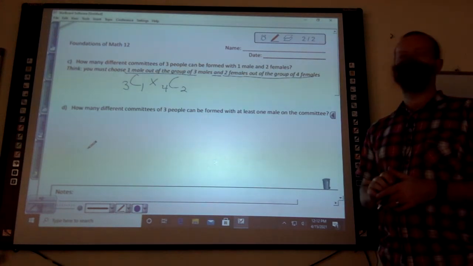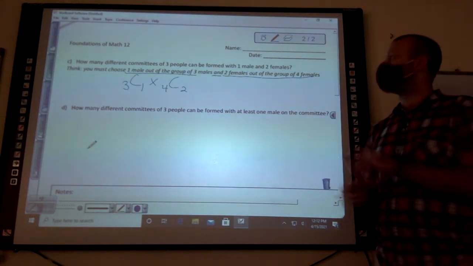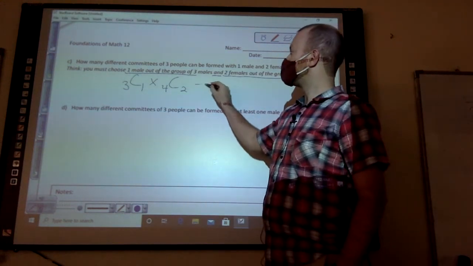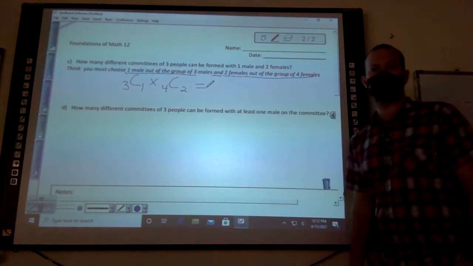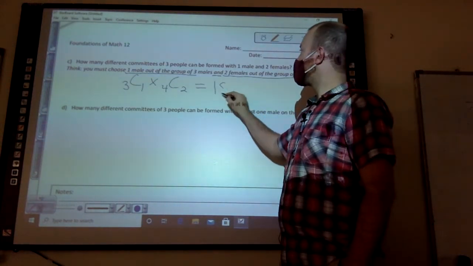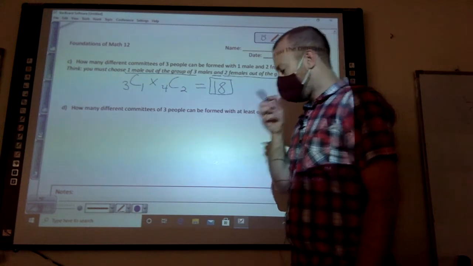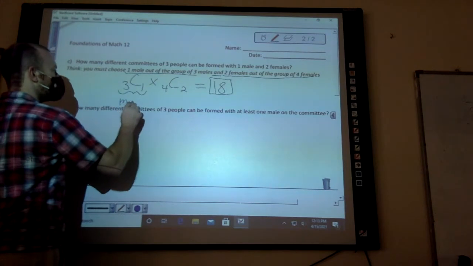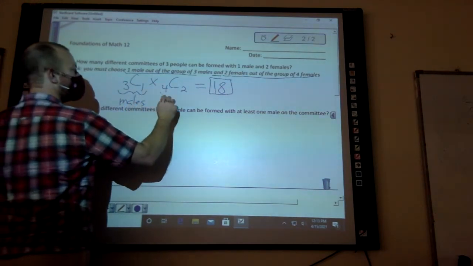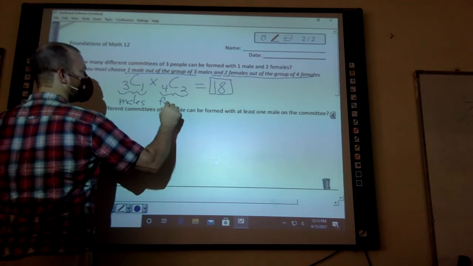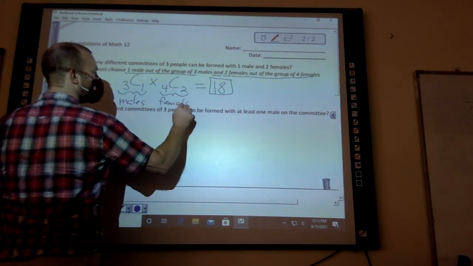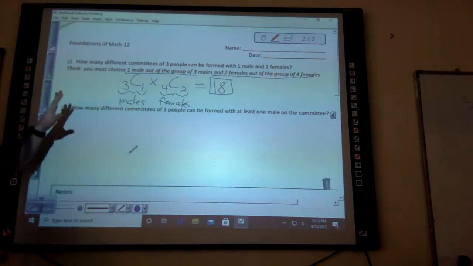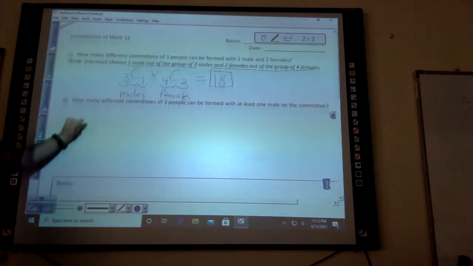So why do you use C? The order doesn't matter, yeah. 18, yep. So this part, just so you can remember when you look back to your notes, this part's for the males, and this is for females. Does that make sense? Yeah. Okay.